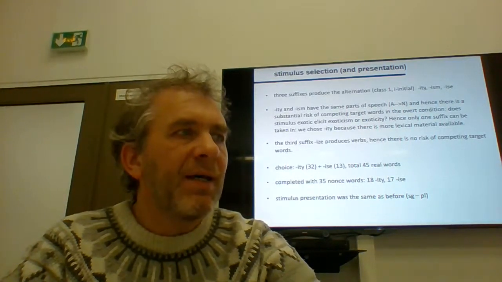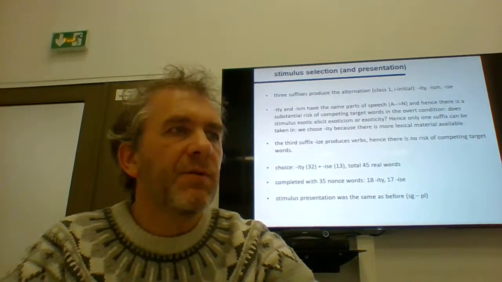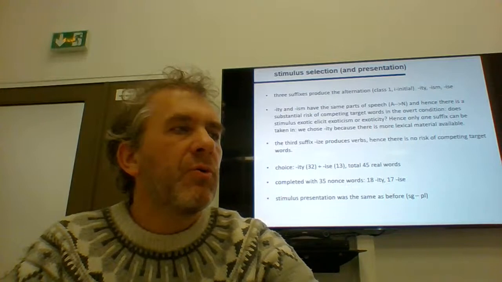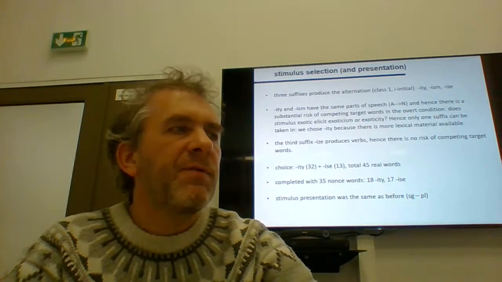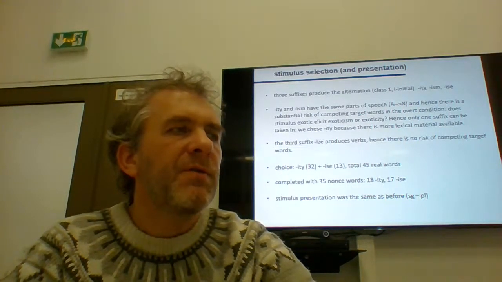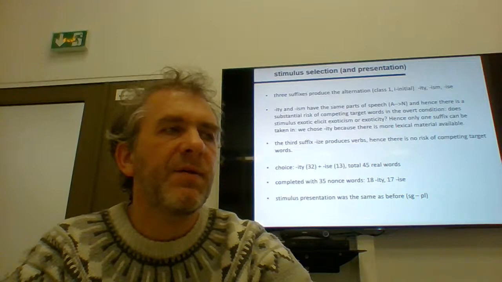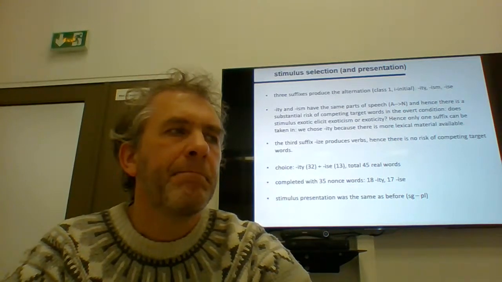The third suffix, eyes, produces verbs, hence there is no risk of competing target words. Okay? And so we chose 32 idi words, 13 eyes words, so a total of 45 real words, and completed with 35 nonce words, so 18 idi and 17 eyes.